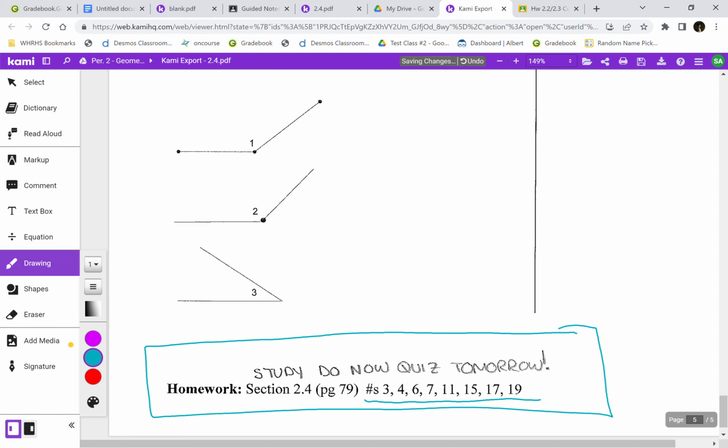All right, and section 2.4, these are your homework problems. I'll post it on Classroom. So we are done being spoiled. We're going to start having homework every lesson. I know, doesn't sound great, but it's great.